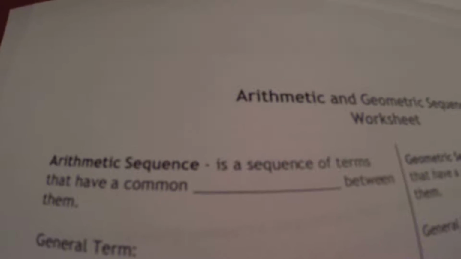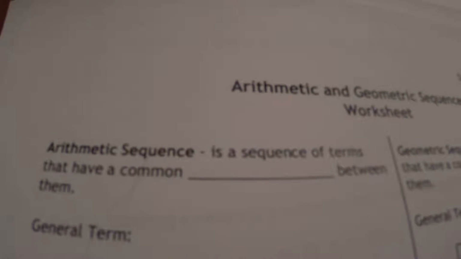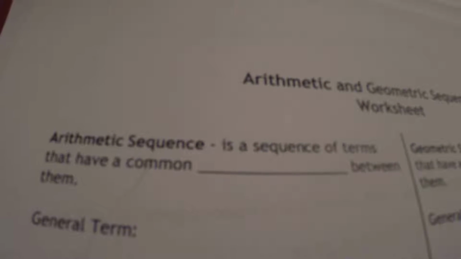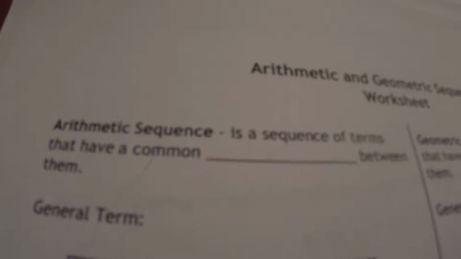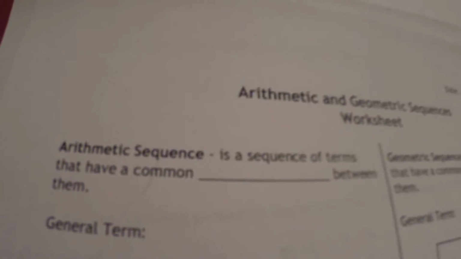Alright, so this starts off saying an arithmetic sequence is a sequence of terms that have a common blank between them. And so we determined in class that if it's arithmetic, then the word that we use is a common difference. What an arithmetic sequence is, if you've forgotten, I'm going to be doing this work on a separate sheet of paper, trusty pencil. All an arithmetic sequence is, is something where you're always adding the same amount.